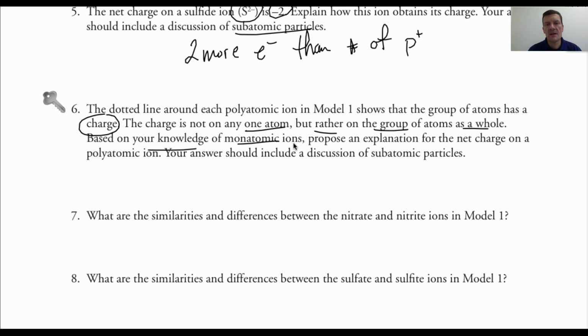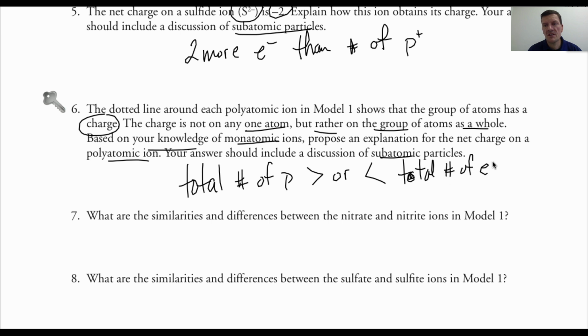Based on your knowledge of monatomic ions, propose an explanation for the net charge on a polyatomic ion. Your answer should include a discussion again of subatomic particles. That just means, again, for the polyatomic ion, you would just count up the total number of protons in all of the nuclei. The total number of protons is going to be either greater than or less than the total number of electrons.